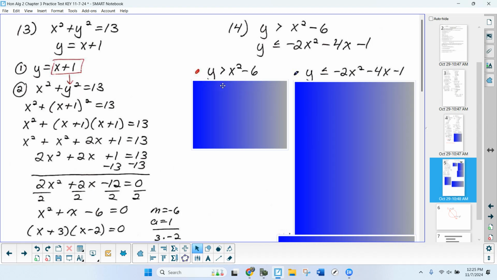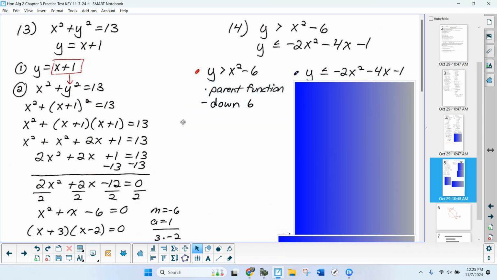Guys, work smarter on your quiz tomorrow, or test tomorrow. What can you tell me about this graph? It was just shifted what? Down 6. It's just shifted down. It's the parent function shifted down 6. Is it dashed or solid? Oh, I have it as dashed and shaded up.